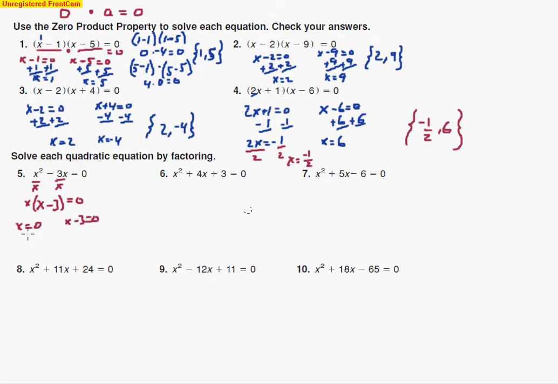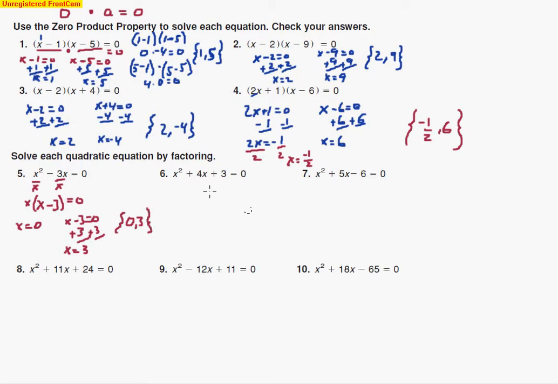And so over here we just have the answer already. Over here we have to do one extra step. You have to add the 3 to both sides. So we end up with x equals 3. So there it is, 0, 3 as the solution set.